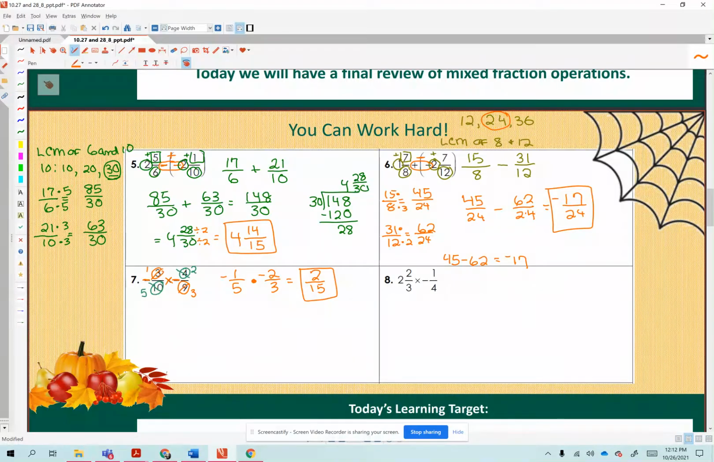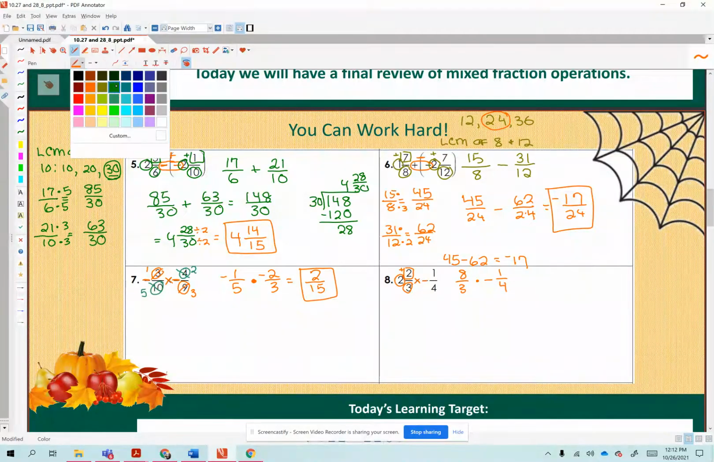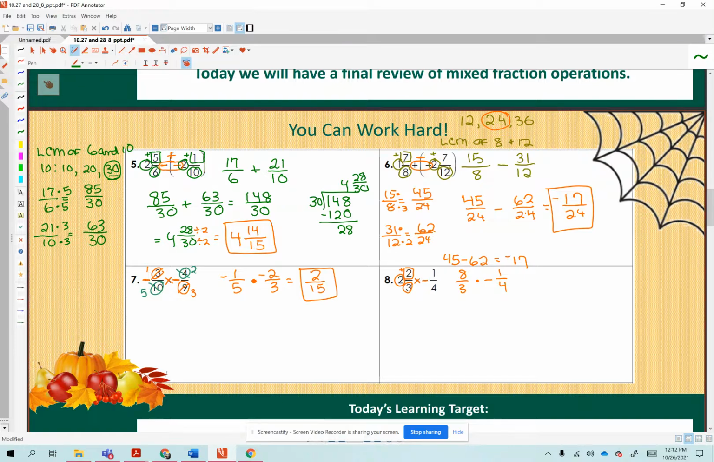So let's look at number 8. I'm multiplying. Always check your operation first, and this is a positive times a negative, so I will have a negative answer. Let's convert 2 2/3 to an improper fraction. 3 times 2 is 6, plus the numerator of 2, that's 8/3, times negative 1/4. And when I look for opportunities to simplify, I see that 4 is a factor of 4 and a factor of 8.